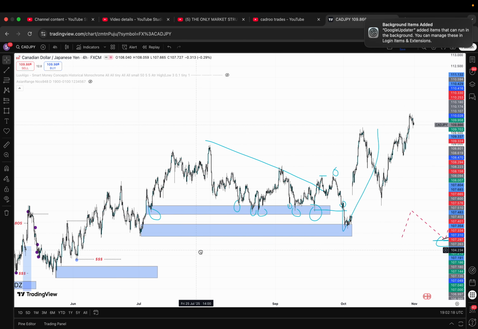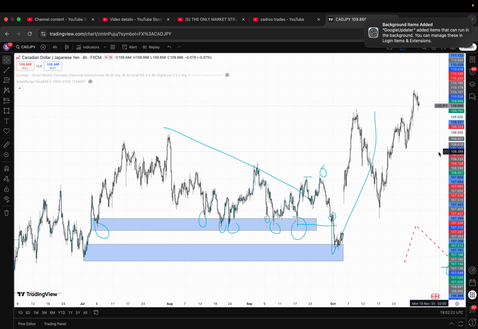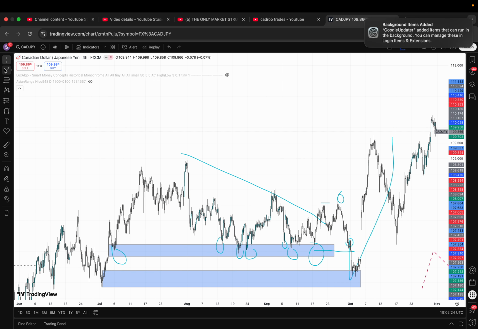And then let me give another example of trendline liquidity here. So here we can see that price is respecting this level here. Let me just zoom in.